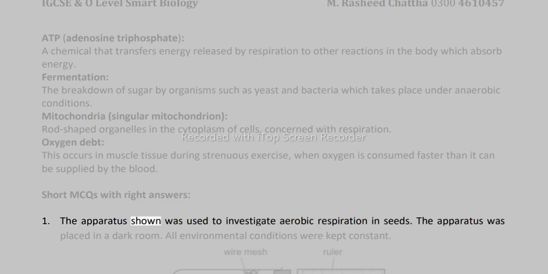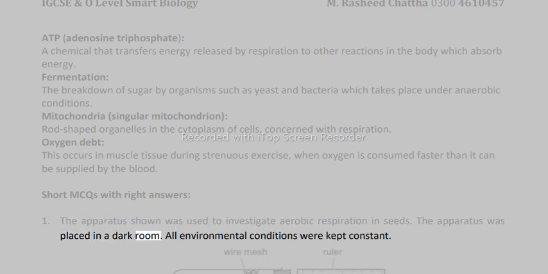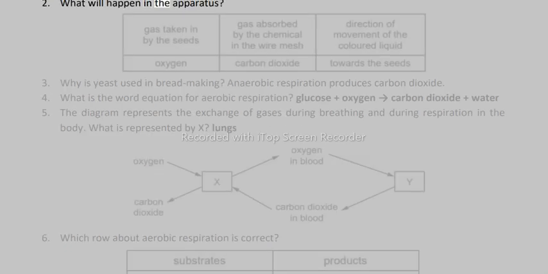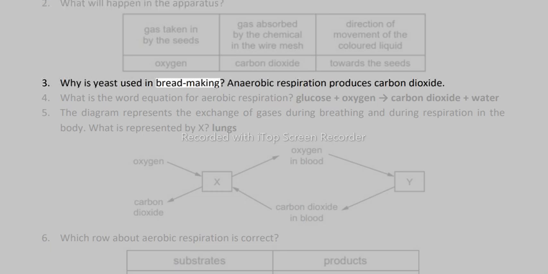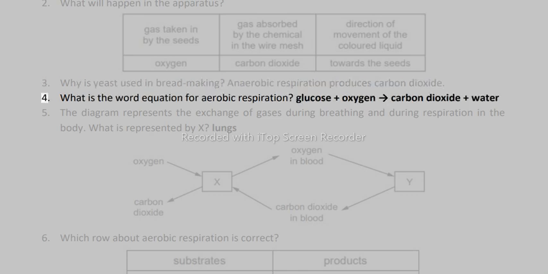1. The apparatus shown was used to investigate aerobic respiration in seeds. The apparatus was placed in a dark room. All environmental conditions were kept constant. 2. What will happen in the apparatus? 3. Why is yeast used in bread making? Anaerobic respiration produces carbon dioxide. 4. What is the word equation for aerobic respiration? Glucose plus oxygen gives carbon dioxide plus water.